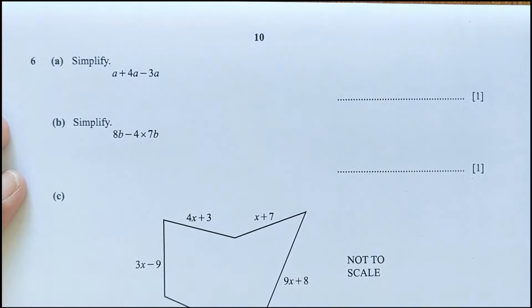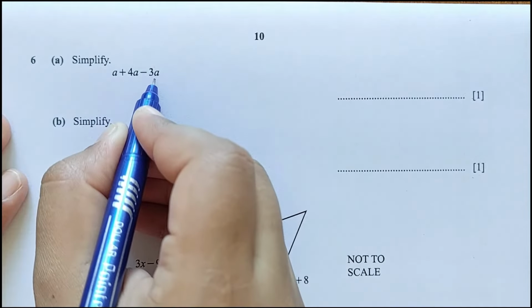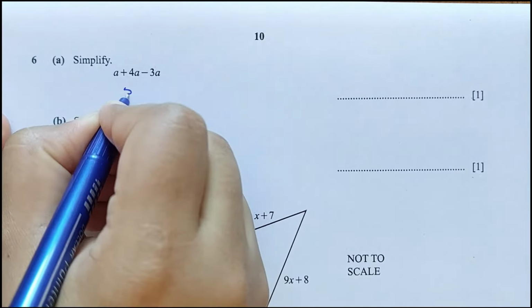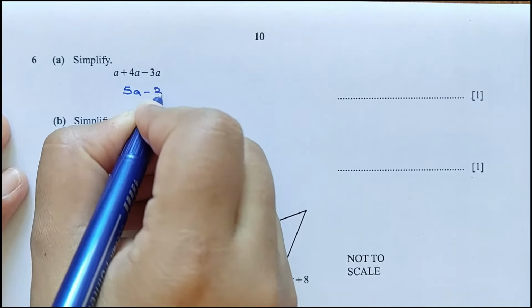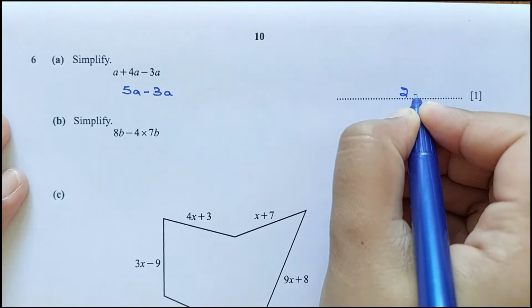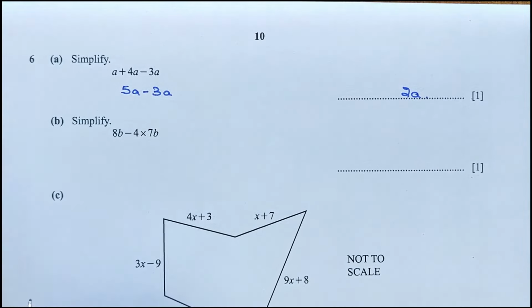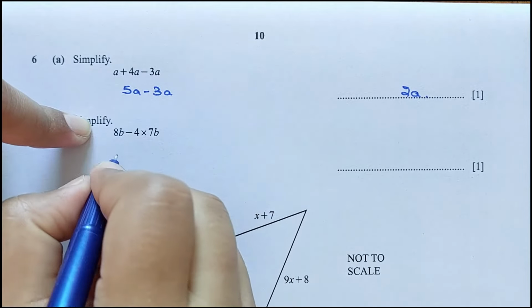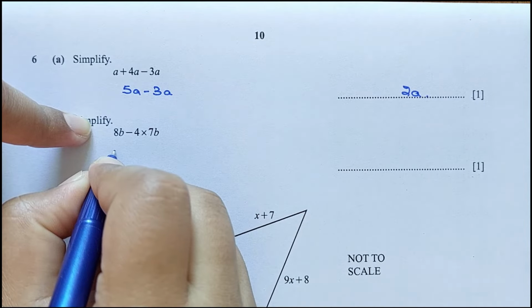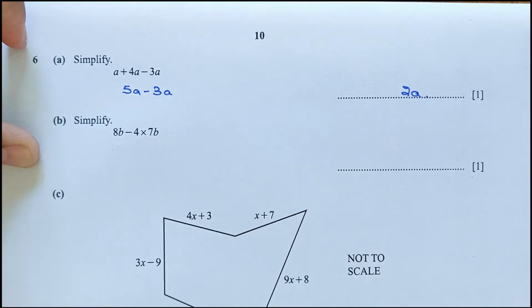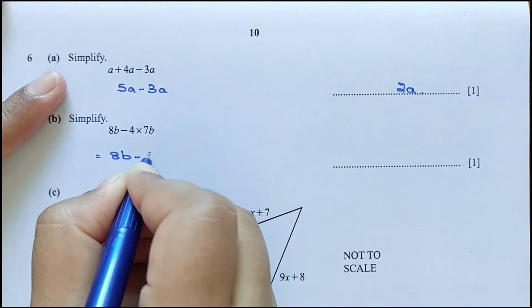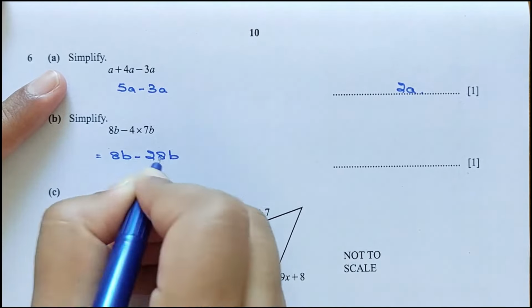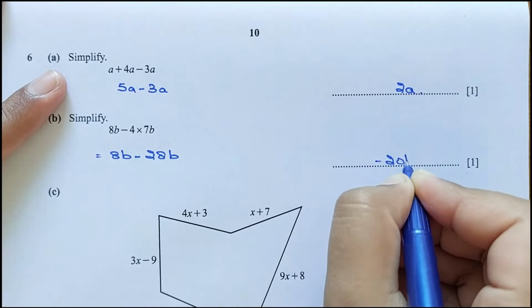Question number 6, part A, simplify. a plus 4a minus 5a. So 1a plus 4a would be 5a. 5a minus 5a... that is equal to 2a. Number B, simplify. 8b minus 4 times 7b. So we have 8b minus 4 times 7, which is 28b. 8 minus 28 is minus 20b.